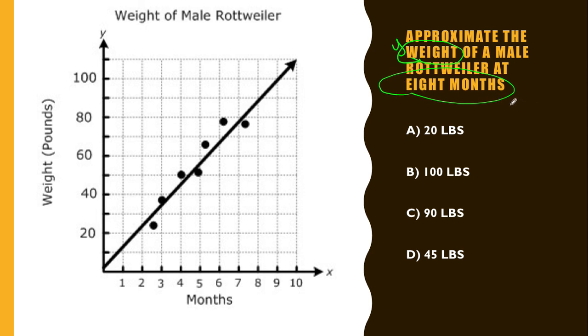Months. Where's months? X-axis. So I'm looking at the 8 on the x-axis. 8 months. Following it till I hit my trend line. Bam, hit my trend line. Followed across. Pretend that's a straight line. What's this going by? 10, 20, 30, 40, 50, 60, 70, 80, 90. So I'd say it's a little bit below 90 or at 90. Okay, and so if you got 90, you were correct.